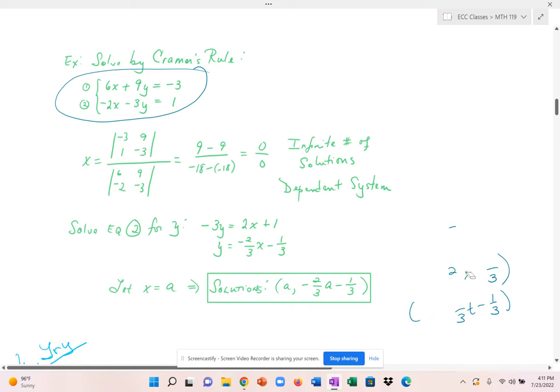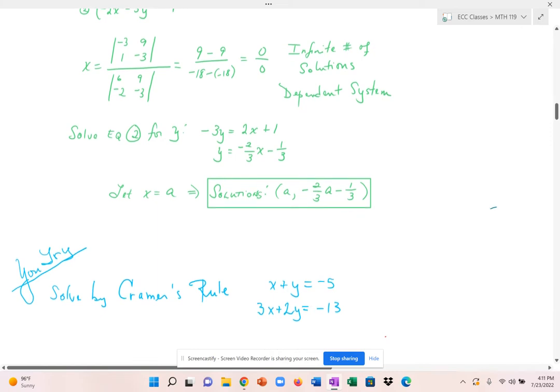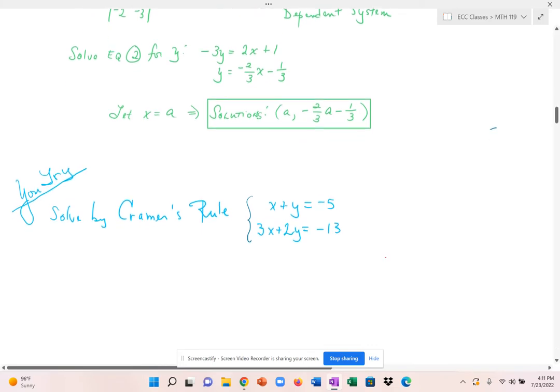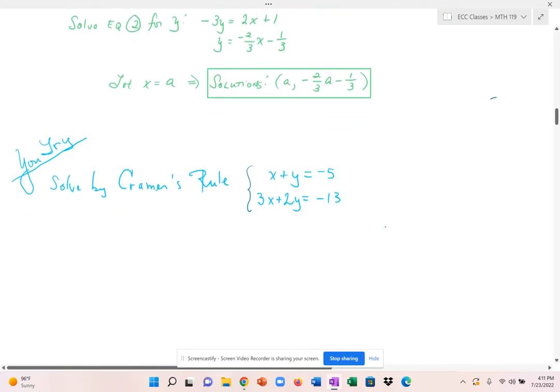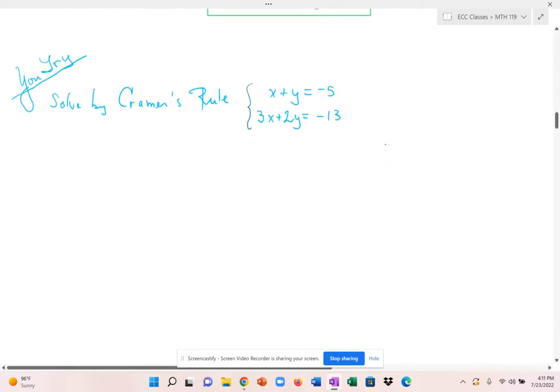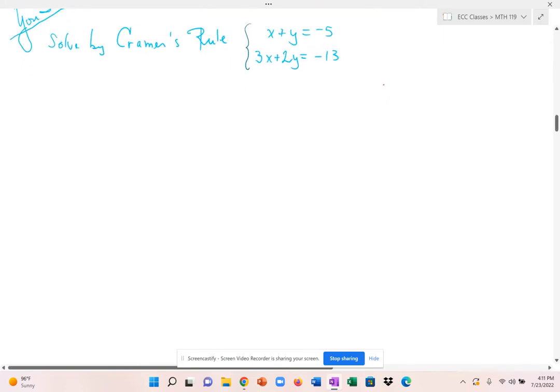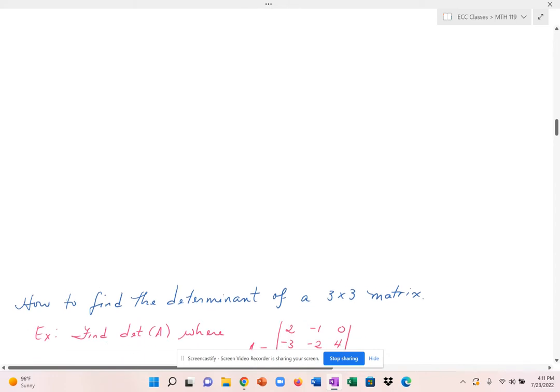Okay, so there is a 2x2 system for you to try. You can apply Cramer's rule here. So the first equation is x plus y equals negative 5, and the second equation is 3x plus 2y equals negative 13. Could also solve it with a different method and see if you get the same solution. So the more options you know, the more tools you have to solve a system. All right, so that's for you to try.